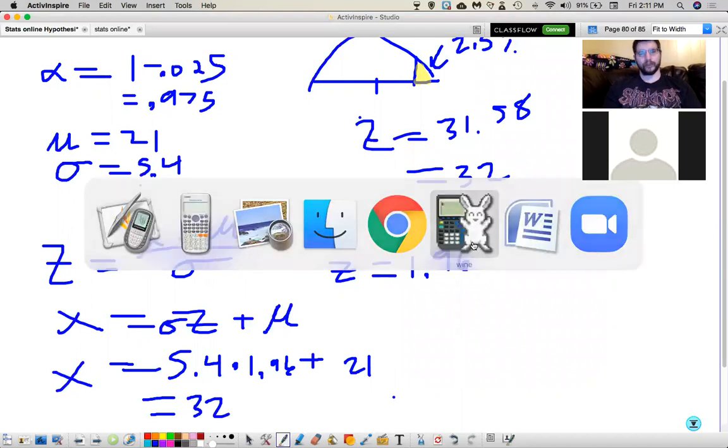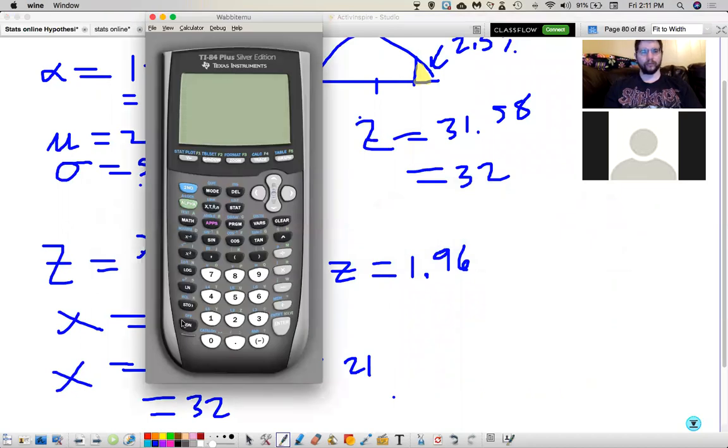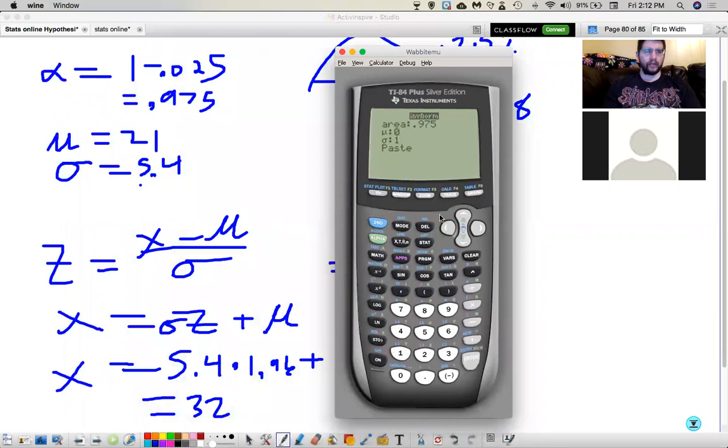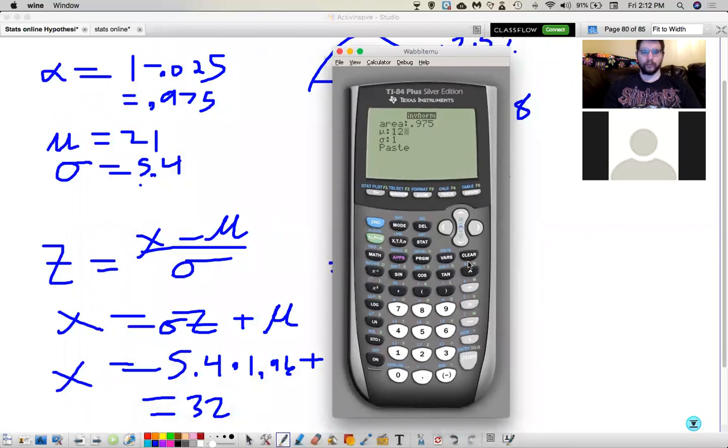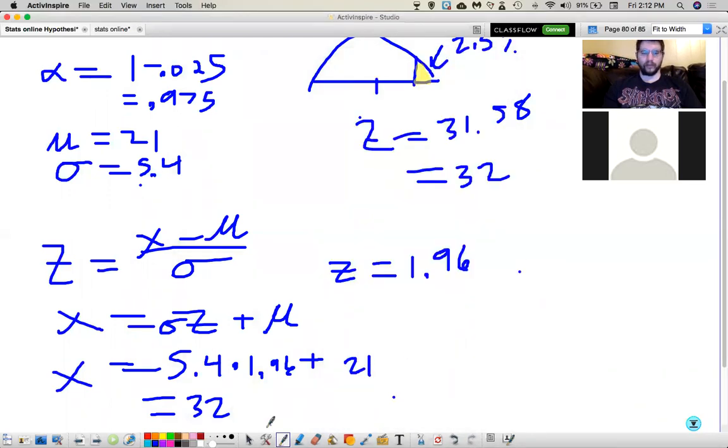TI users, same thing, inverse norm. Area is 0.975. Make sure you pay attention. The mean is 21, and 5.4 for the standard deviation. And it gives us 31.58 also. So any way you do it, 32 is the answer.